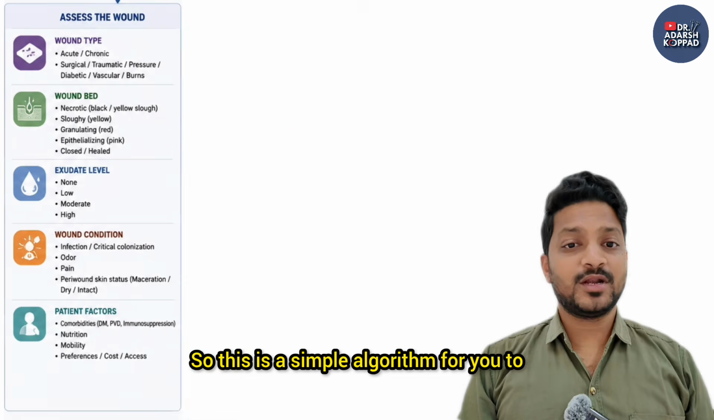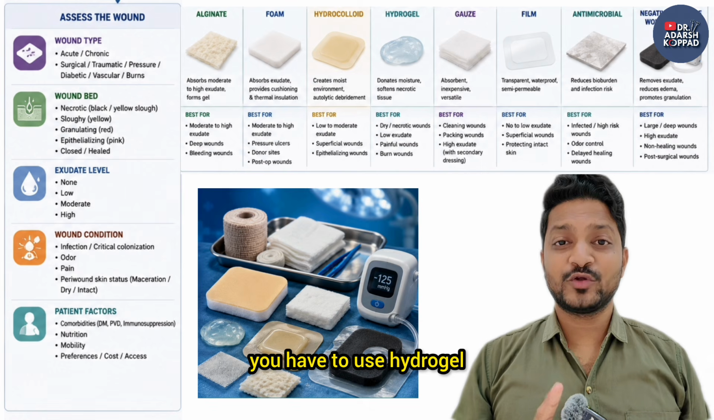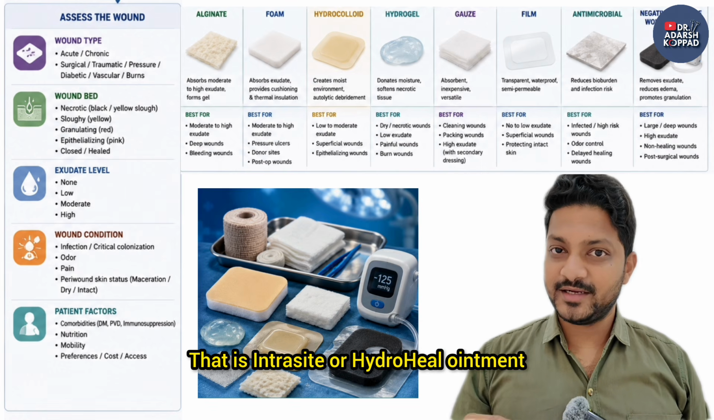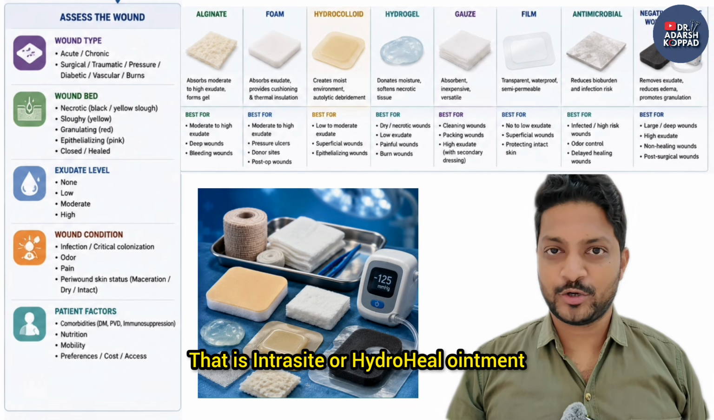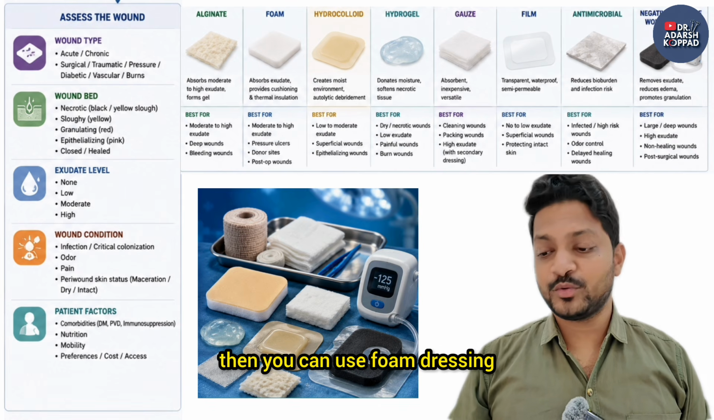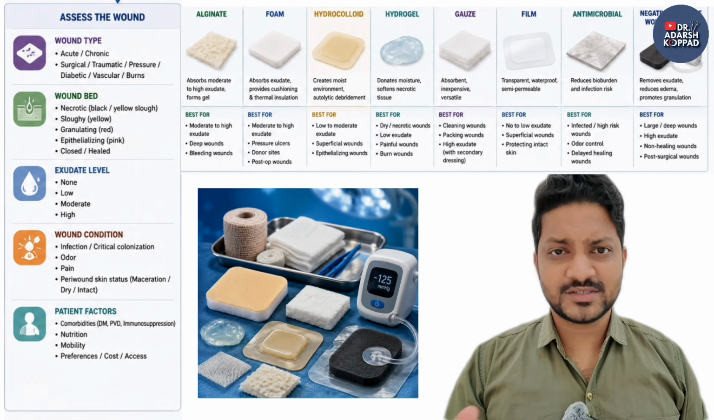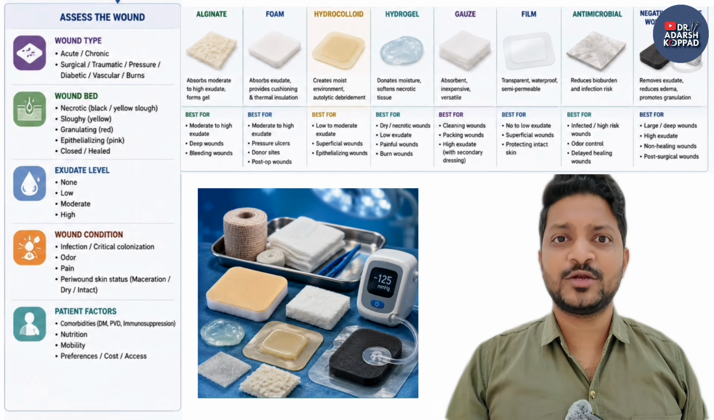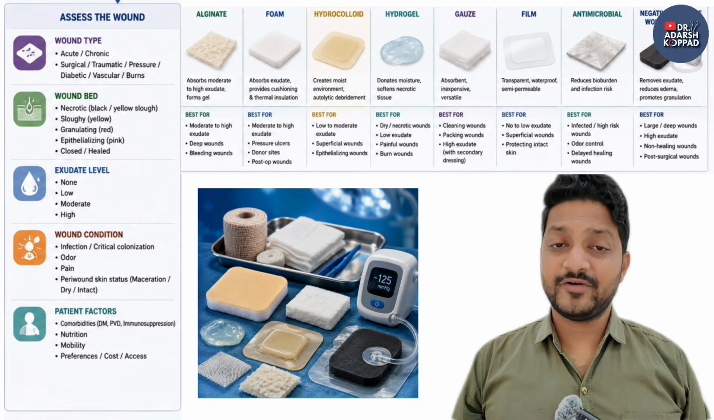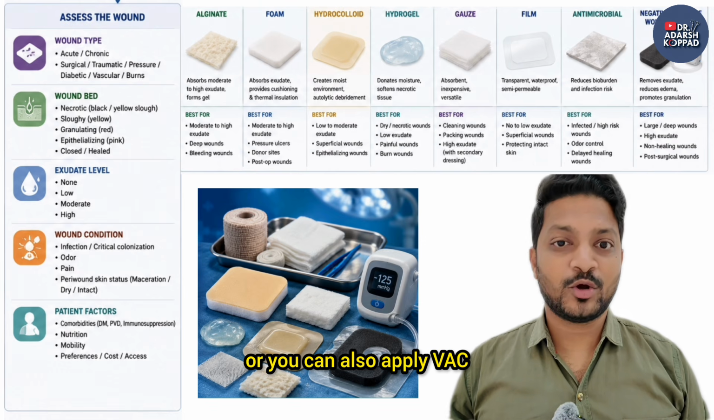So this is a simple algorithm for you to choose the ideal dressing. If the wound is dry, you have to use hydrogel, that is Intrasite or Hydroheal ointment. If the wound is wet or if it's highly exudative, then you can use foam dressing or alginate dressing. And if it's not so exudative but still producing some exudate, then you can use hydrocolloid. If it's infected, do the debridement, do silver dressing, or you can also apply VAC.